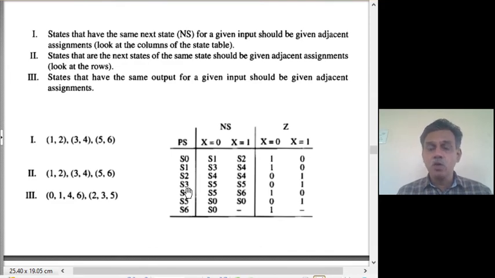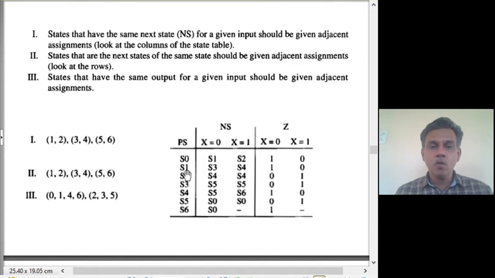So, discover those kinds of conditions and put them in this place. Against guideline 1, you list out all those conditions. 3 and 4 should have adjacent assignment. For that, what we have done is look at the column, look at whether states get repeated, and club those previous states together. So, here again S0 occurs. So, 5 and 6 are two states which have the same next state S0 for a given input. So, 5 and 6 have to be adjacent. Here you look at S4.